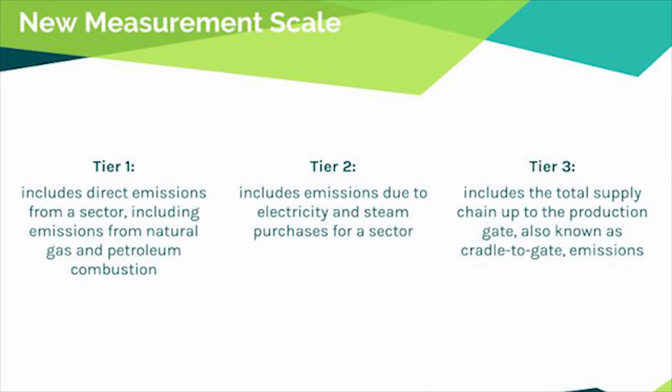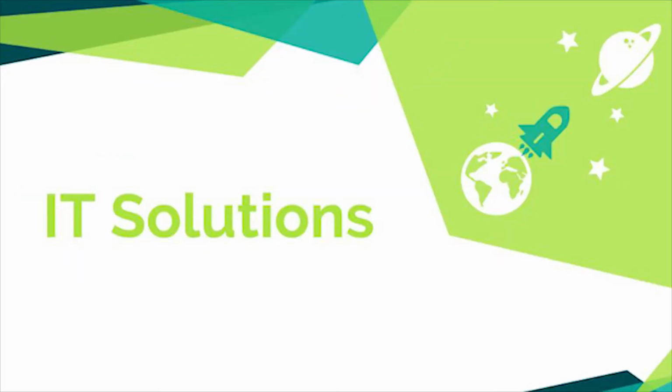These scholars have suggested splitting the carbon footprint into three tiers, where the first includes direct emissions from a sector, including emissions from natural gas and petroleum combustion. Secondly, includes emissions due to electricity and steam purchases for a sector. And third includes the total supply chain up to the production gate, also known as cradle-to-gate emissions.